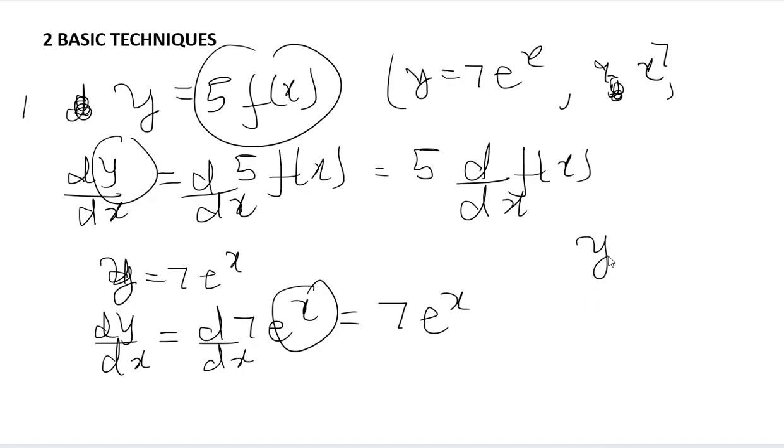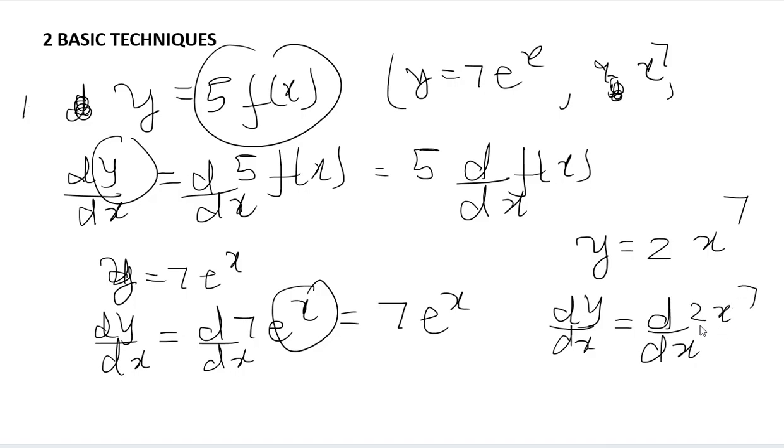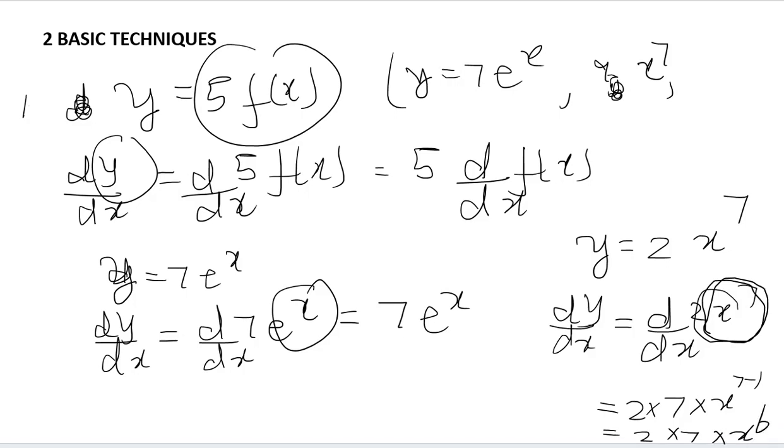Suppose I find the derivative of, say, 2x raised to 7. What I do is I say dy by dx, I replace y by 2x raised to 7. I remove the number out and I find the derivative of only this x raised to 7 part, and the derivative of x raised to 7 is 7 x raised to 7 minus 1, that is 2 into 7 into x raised to 6. This is one basic technique which one should know.